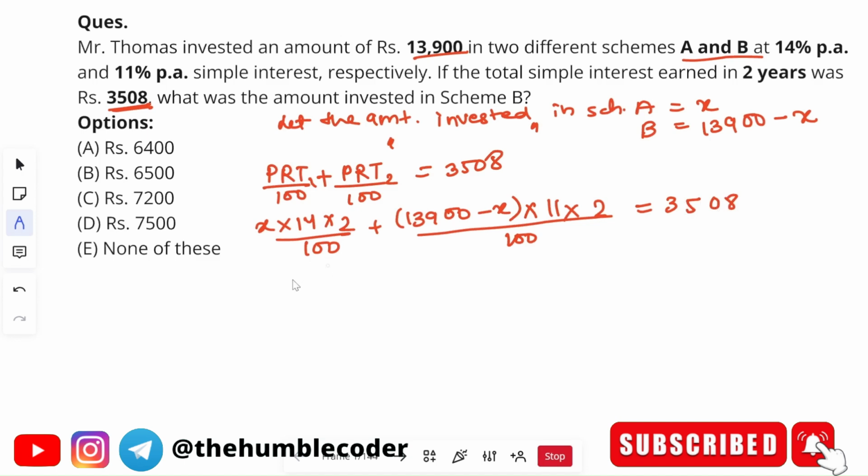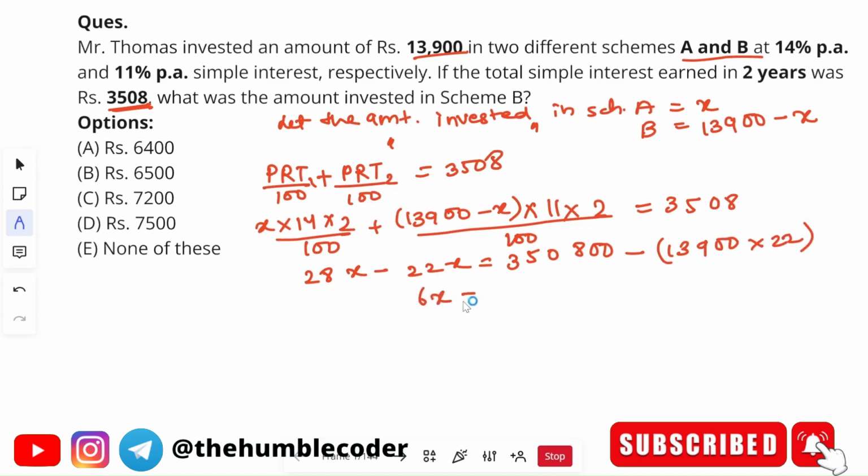Now your duty is just to simply calculate and simplify this equation. This is going to be 28x minus 22x is equal to, this 100 we will take common and send it there, so that value will become 3508.00 minus, and then some of the values from this side will go there, which is going to be 3900 multiplied by 22. Basically, if you solve it slowly, you will finally get to this equation. On solving further, we will get 6x, and on this side we will have 45,000. So the x value that we will get will be 7500.